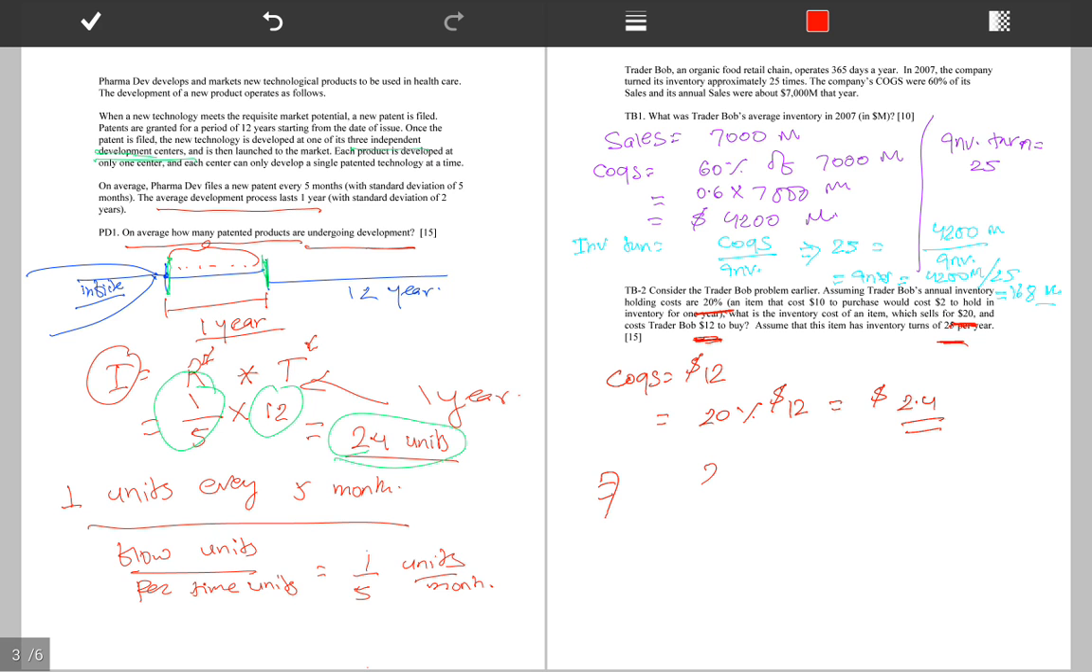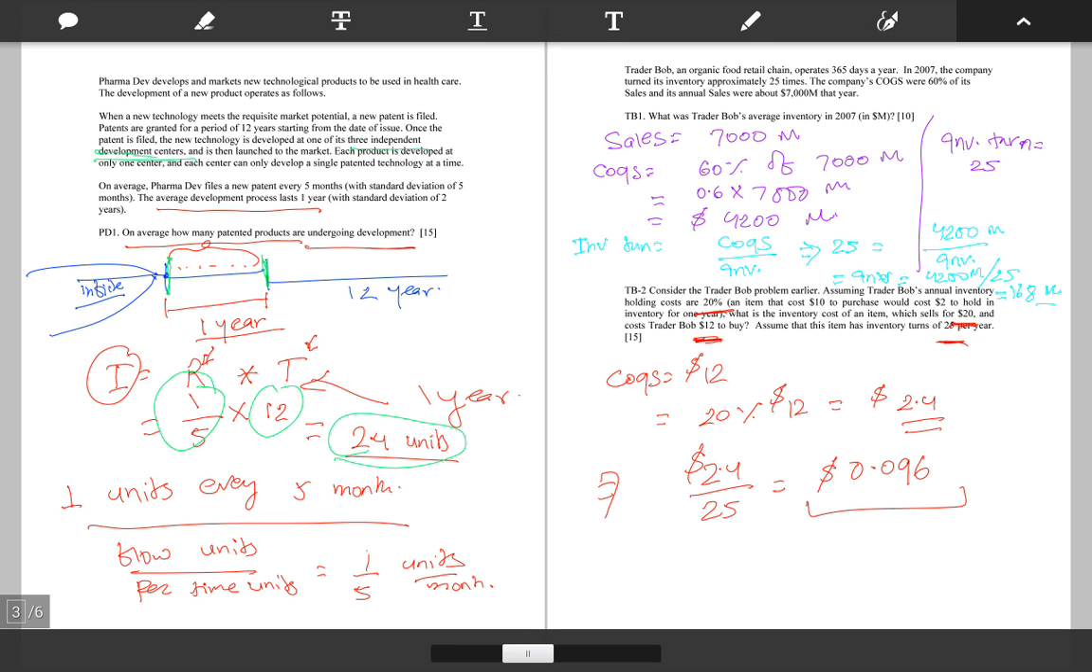That is 2.4 divided by 25, which is about $0.096. That is 9.6 cents. So the per unit cost is about 9.5 cents. Okay.